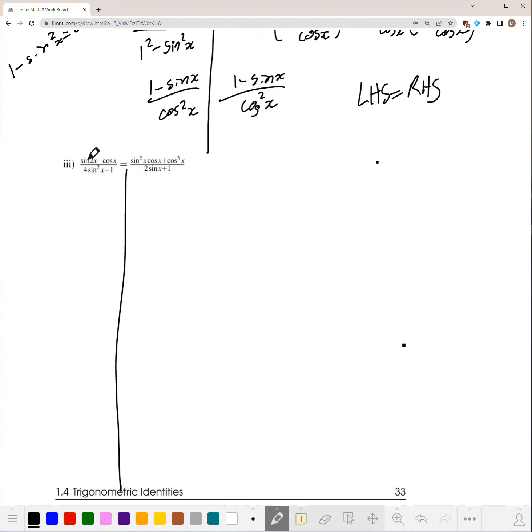All right, on top, I see a double angle identity here, and sine only has one. So I'm going to go ahead and just replace that right now.